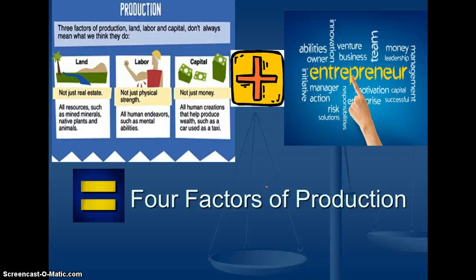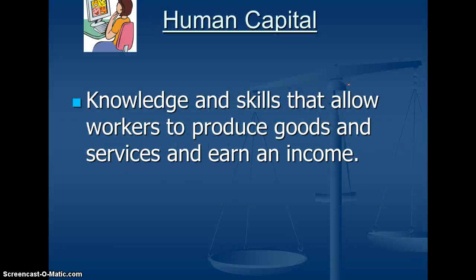Capital is right here. This is what we're talking about in terms of the items that you need to actually make a product, and we'll get into that in a little bit. And then finally, entrepreneur, that's your business people. That's the people that take the risk to run a business, and those are your 4 factors of production. We'll go through each one of these.